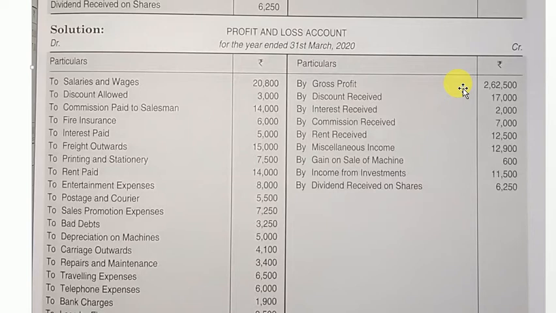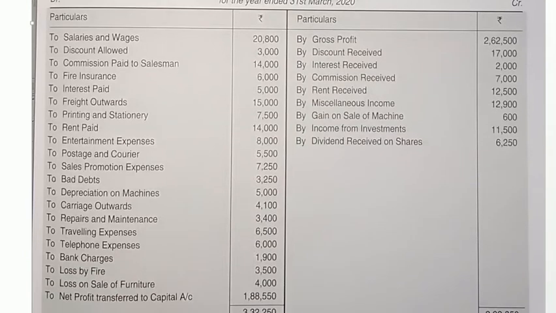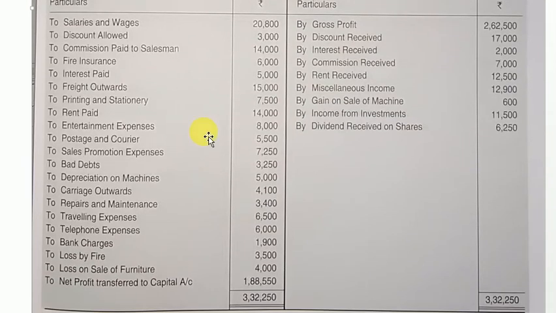But both the expenses and income concern your indirect expenses and incomes. So I hope it is clear to you all. And now let's proceed towards the solution.